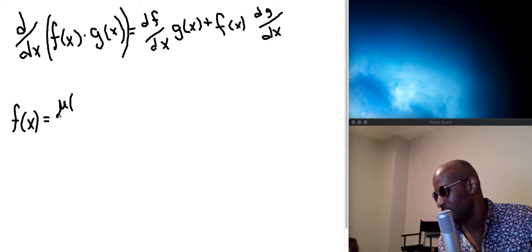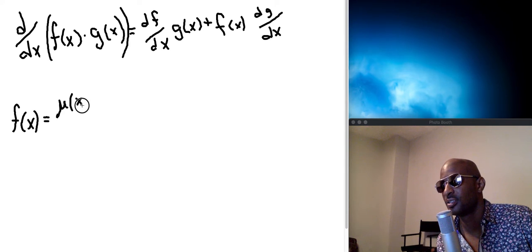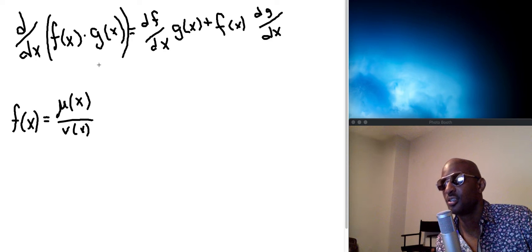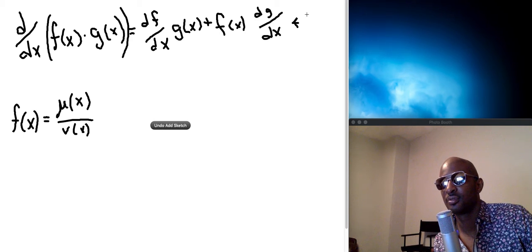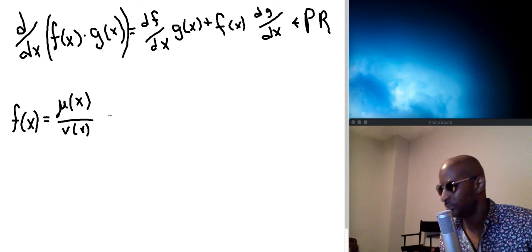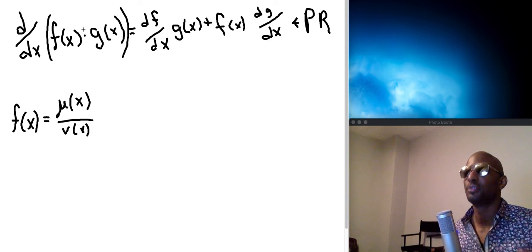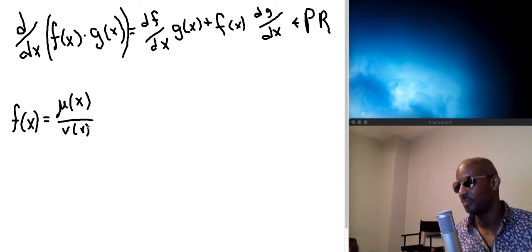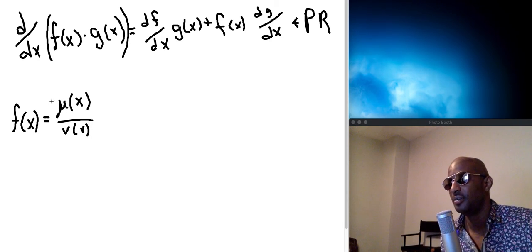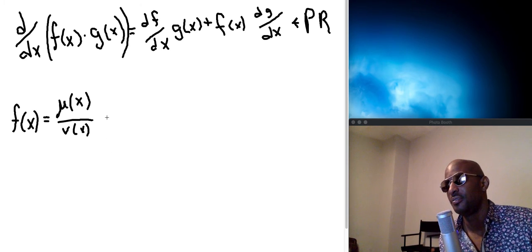So anyways, f of x is equal to, in this case we're using mu, mu of x over v of x. And keep in mind, the previous one is the product rule. What we're doing right now is the quotient rule, so it involves division. The product rule is when you have two functions that are multiplied; this is when you have two functions being divided, mu of x divided by v of x.